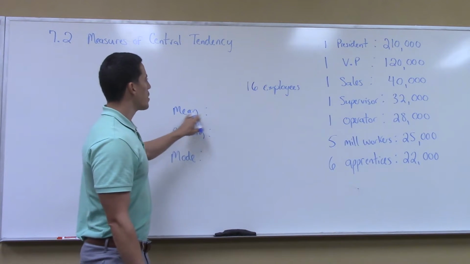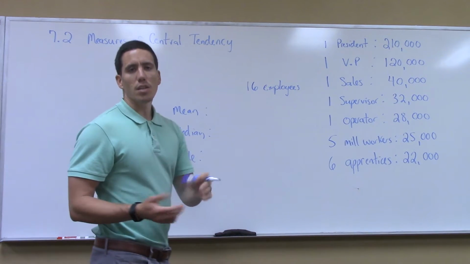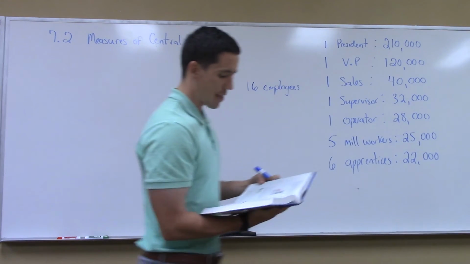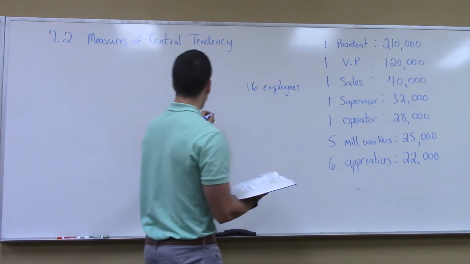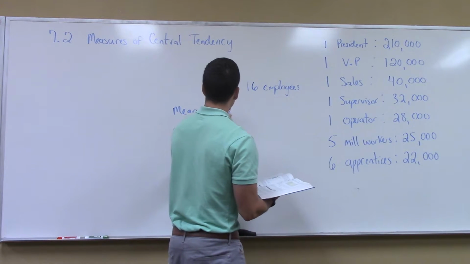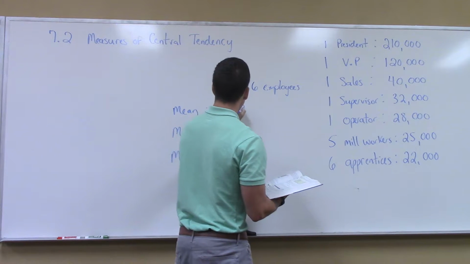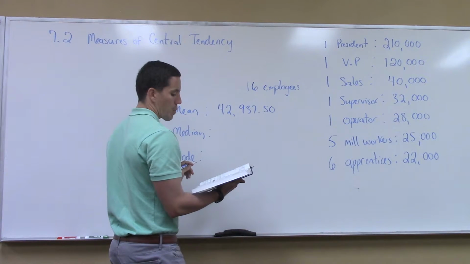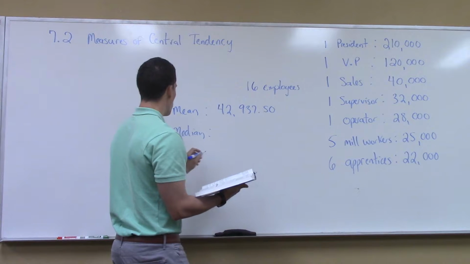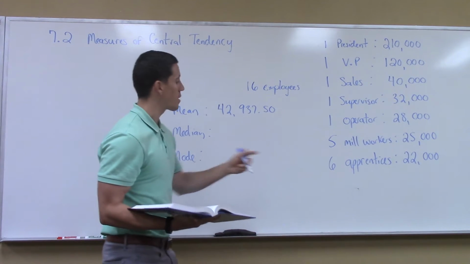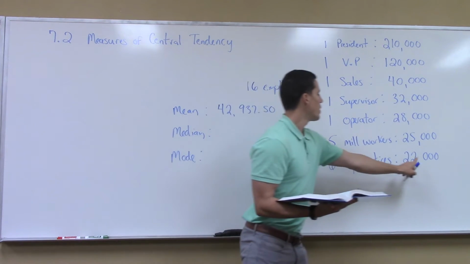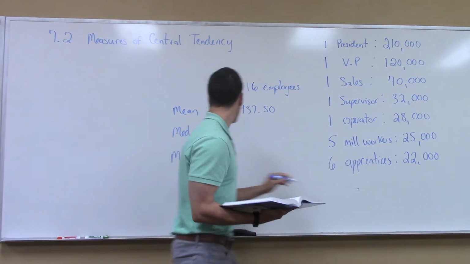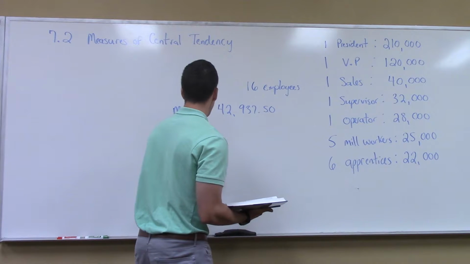So if I were to calculate the mean of all of these, they do that calculation in the book. I won't take the time to do that. But you will notice that the mean comes out to be 42,937.50. Similarly, if I were to calculate the median and the mode, the mode is the easiest one to calculate, because you'll notice there's 6 people that each make 22,000. So 22,000 occurs 6 times. So that would be the mode.